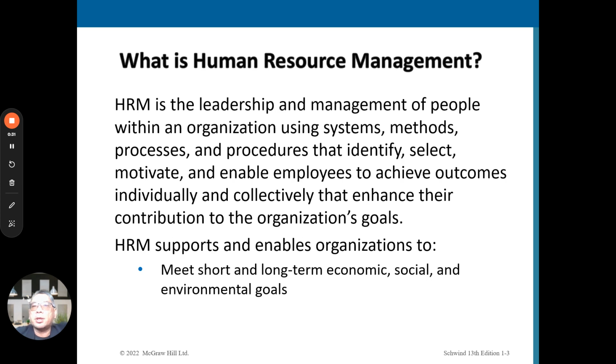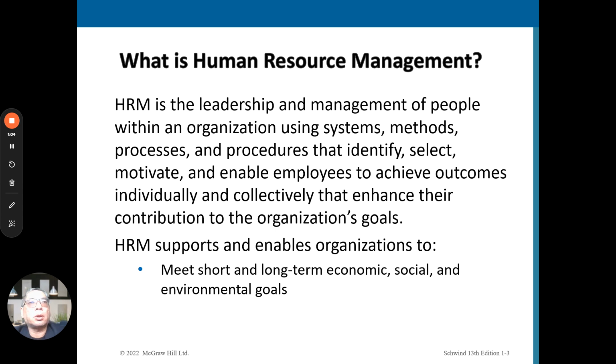Okay, first things first. What is human resource management? Human resource management is the leadership and management of the people within the organization using systems, methods, processes, and procedures that identify, select, motivate, and enable employees to achieve outcomes individually and collectively to enhance the contribution to the organization's goals. HRM supports and enables the organization to meet either short and long-term economic, social, and environmental goals.